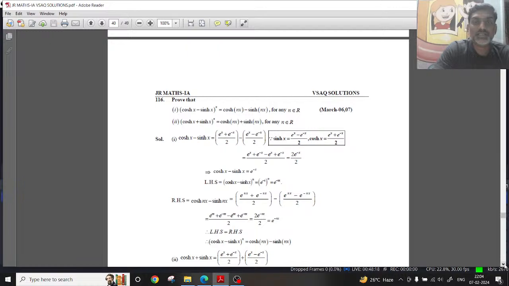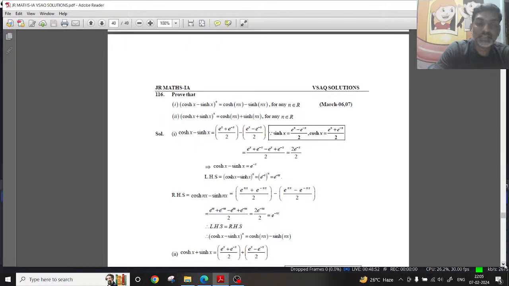E power minus nx, if we substitute cos h of minus nx. Okay, that is only LHS, right? E power minus nx. Yeah, let it be LHS. And take RHS: cos h nx minus sin h nx. Again use the basic formulas, e power x plus e power minus x formulas, apply and simplify, you can get e power minus nx at last. So in LHS we are getting e power minus nx and in RHS also we are getting e power minus nx. LHS equal to RHS. Direct substitutions.